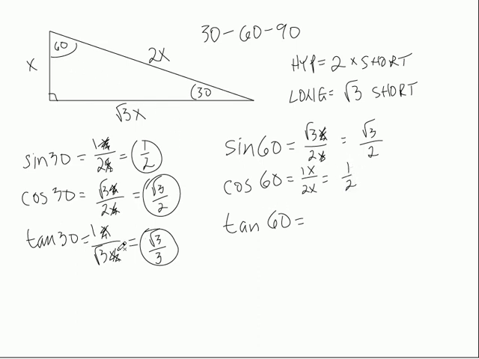Tangent of 60 should be the inverse of this, 1 over square root of 3, shouldn't it? Let's see if it is. It's opposite over the adjacent. So it's the square root of 3x over the adjacent, which is x. Sure enough, just like we thought it would. Again, these are things that should be memorized.